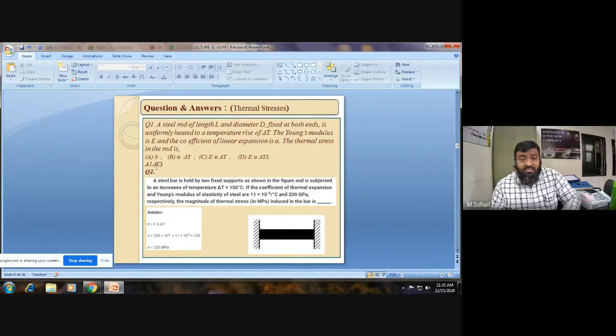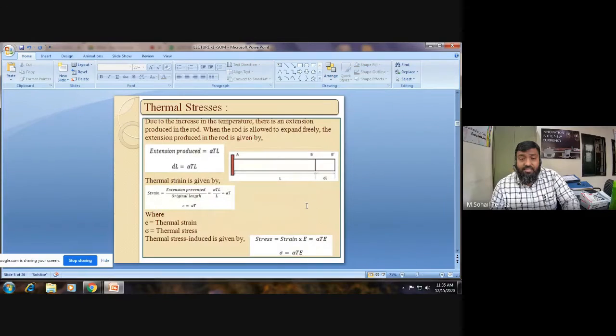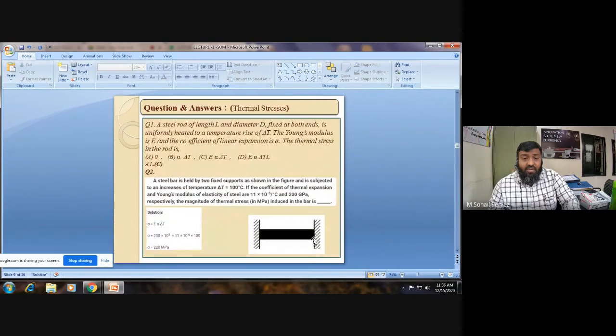So what is the answer? E into alpha into delta T, because thermal stress it is asking. So when I say thermal stress, you can go to our basic slide. Please see, this is the basic. The same thing is repeated here. Alpha into delta T into E. So this is the stress.